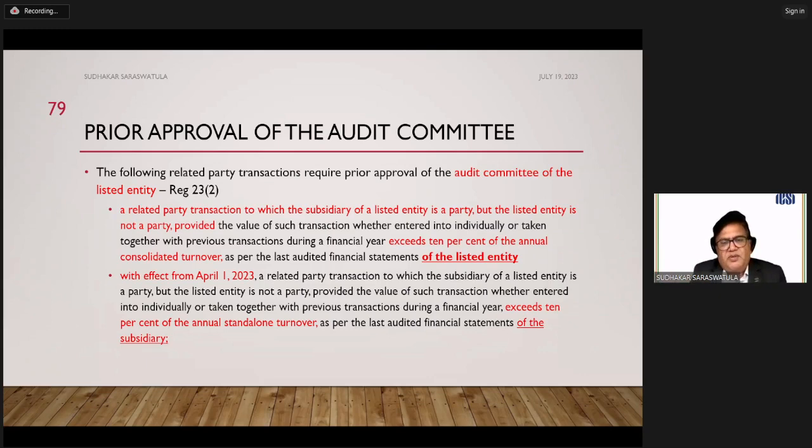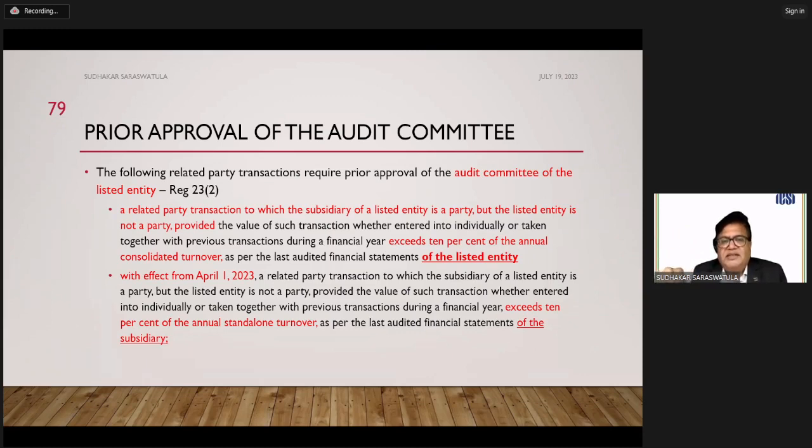Now, effective 1st April 23, there is a change in this. The scenario is the same: the listed entity is not a party to that transaction with the related party, but the subsidiary company of the listed entity is, and the transaction value exceeds 10% of the annual standalone turnover of the subsidiary. Then that transaction has to go to the audit committee of the listed entity for approval. That means there are n number of transactions which will be flowing to the audit committee of the listed entity. The reason being, when you say 10% of the annual standalone turnover, if it were the consolidated turnover, the figure would have been big.